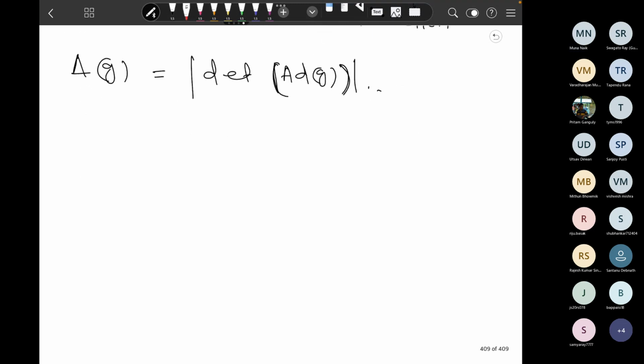So now you are basically saying that the left translation and right translation basically differ by this, no? Yes, that is actually what is coming. So let G be compact.